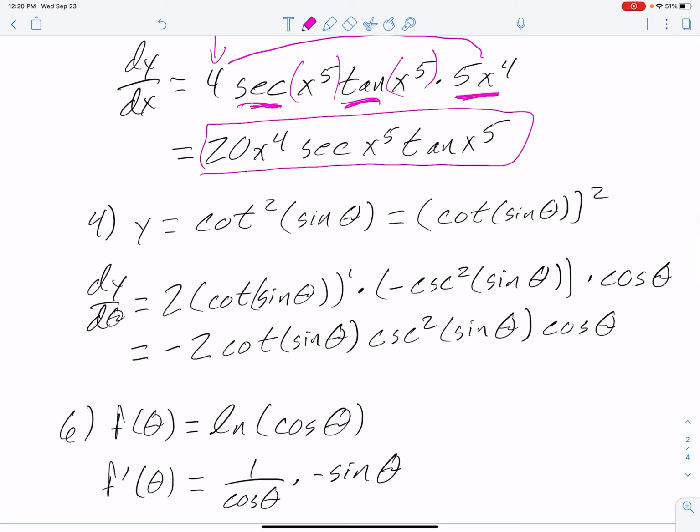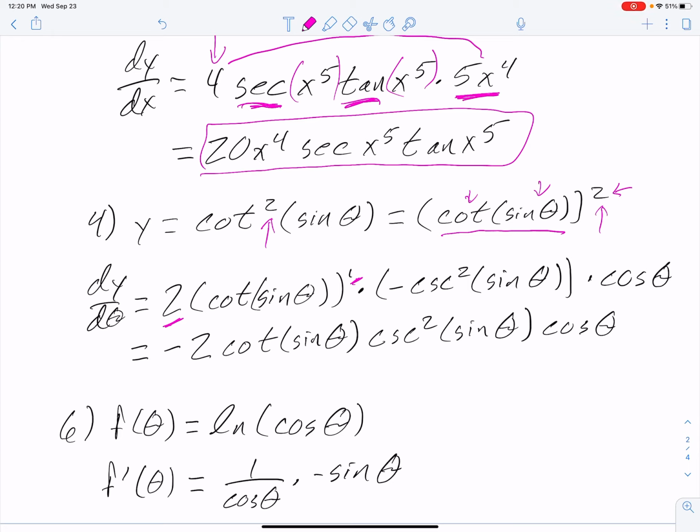Like we would have discussed in class a couple times, when we see that we've got our trig function squared, I highly recommend rewriting it with the square outside the trig functions. It really helps us to see that we've got 1, 2, 3 functions we need to take the derivative of. So I know that the derivative of anything to the second power is 2 times that something to the first. Well, that just so happens to be cotangent of sine of theta.